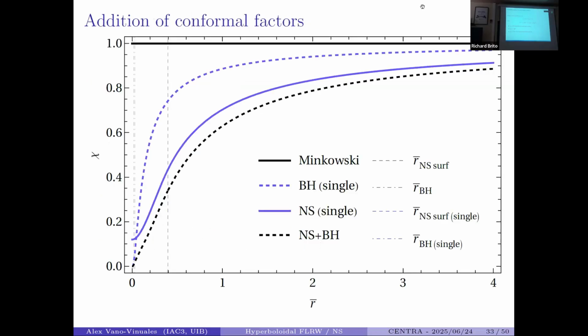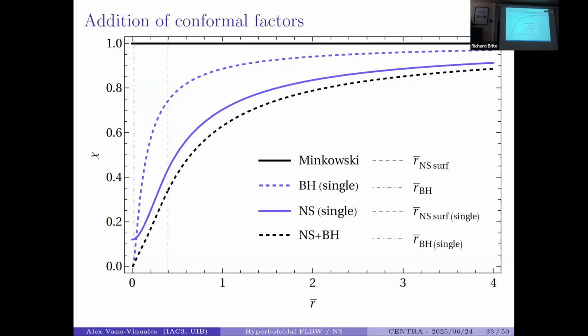So you want to visualize how this addition looks. 1 is again just Minkowski. If you just had a black hole, so chi, I actually forgot to mention this, chi is also a conformal factor, related to psi. I just plot chi because I think it's more visual, because psi blows up at the origin, while chi does not in the black hole case.